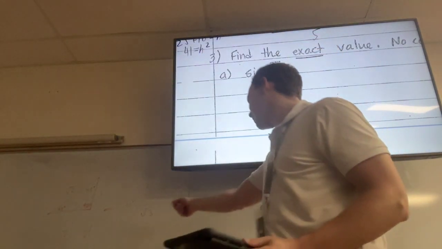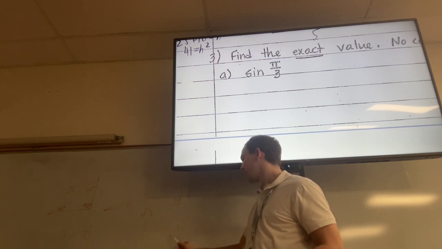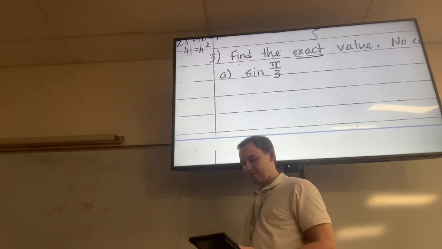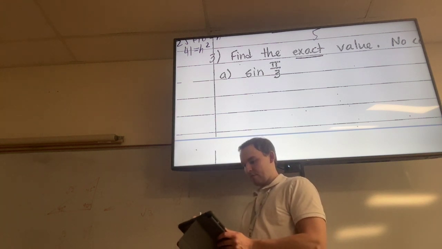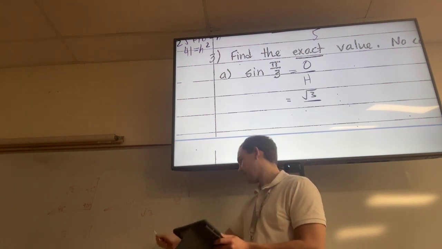All right, so get those triangles written down. So what's the sine of pi over 3? Okay, so what's the side length that's across from pi over 3? Square root of 3. Yeah, so this is opposite side over the hypotenuse. Okay, SOHCAHTOA. So the opposite side is root 3. What's the hypotenuse length?